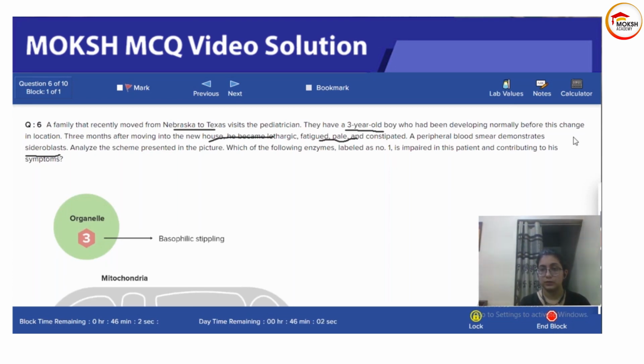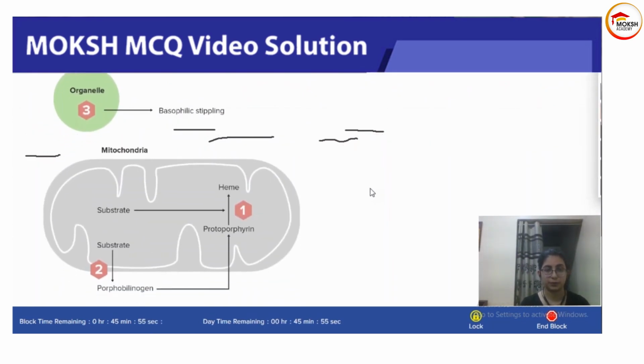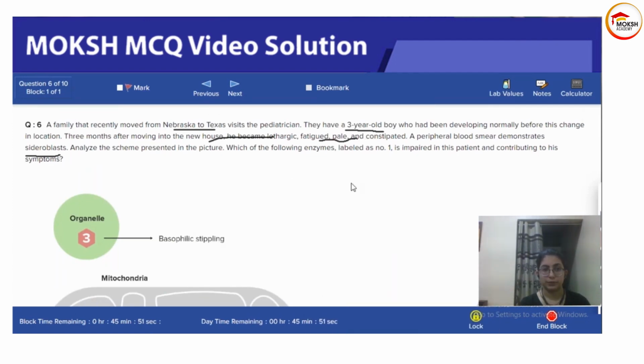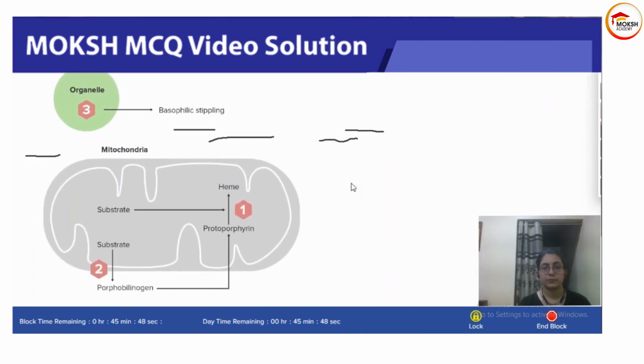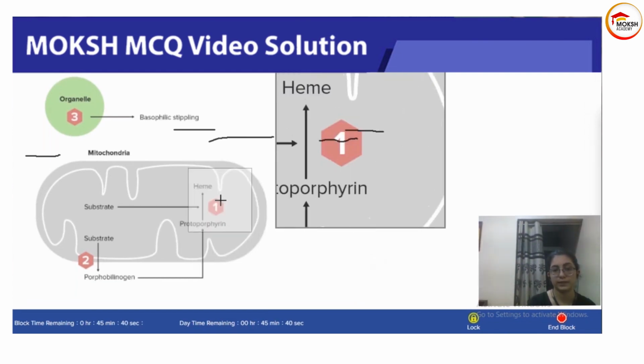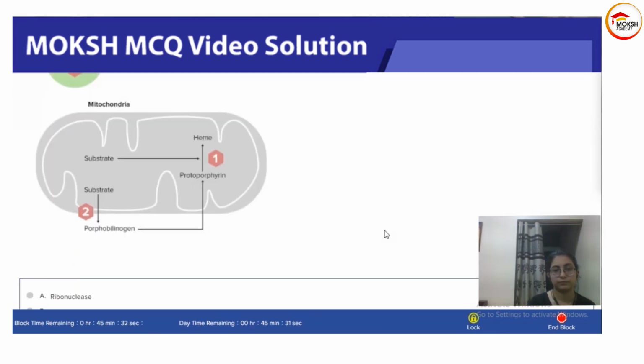So basically, this is a boy who has moved from a different city and is visiting a pediatrician. Now he is complaining of lethargy, fatigue, pallor, and constipation. What they're asking is which enzyme is affected in this patient's condition. They have already pointed out that enzyme 1 is affected in the patient's condition. What they want you to tell is the name of enzyme 1 over here.